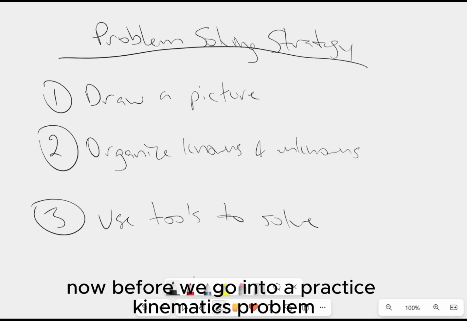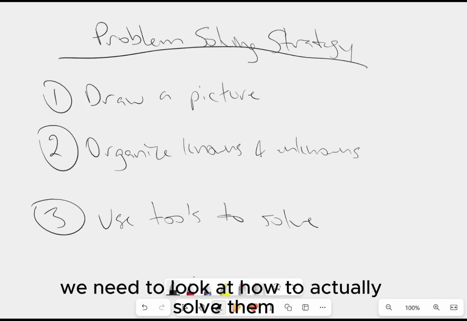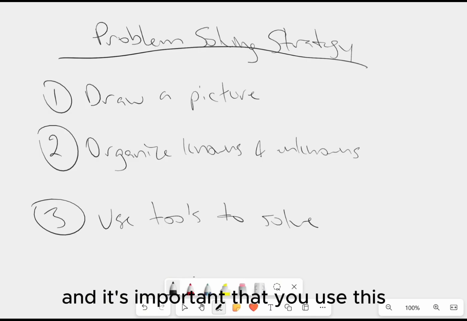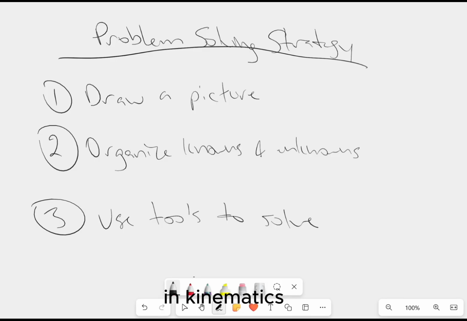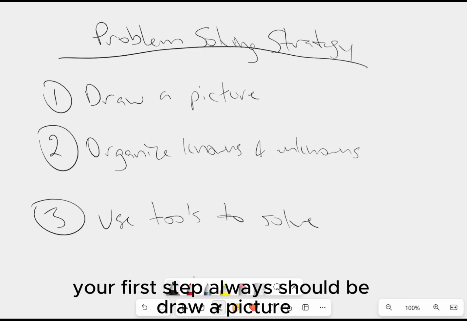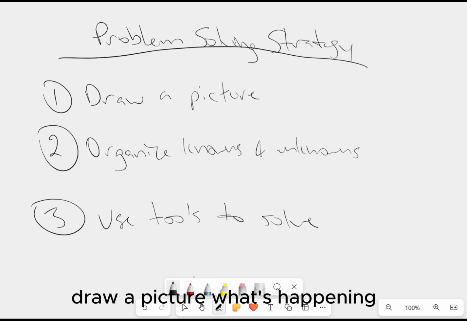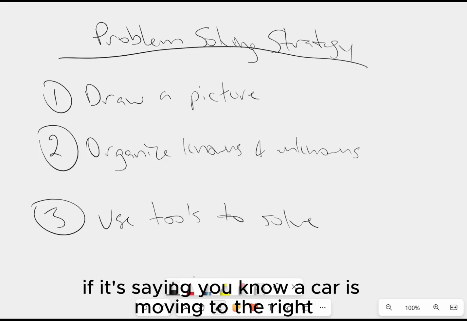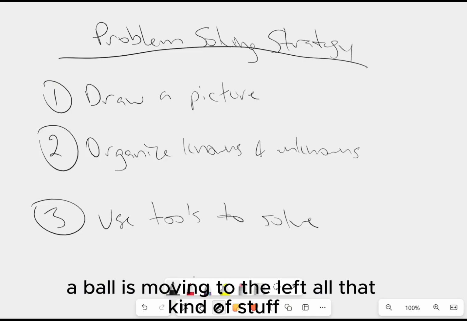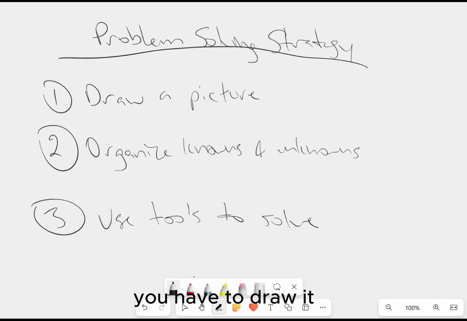Now, before we go into a practice kinematics problem, we need to look at how to actually solve them. This is going to be really important, and it's important that you use this in every single step you take in kinematics. Your first step should always be to draw a picture of what's happening. If it's saying a car is moving to the right, a ball is moving to the left, all that kind of stuff, you have to draw it.